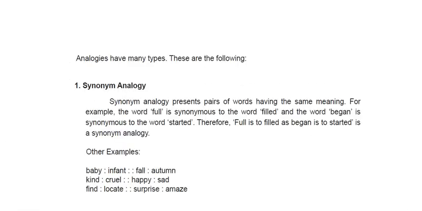To continue, let us now go on with the types of analogy. First, we have synonym analogy. When we say synonym, all you need to remember is this: same meaning. So, synonyms are words with the same meaning. For example, the word full is synonymous to the word filled, and the word begun is synonymous to the word started. So, when you combine those two pairs, it will become full is to filled, as begun is to started. So they are synonym analogy.